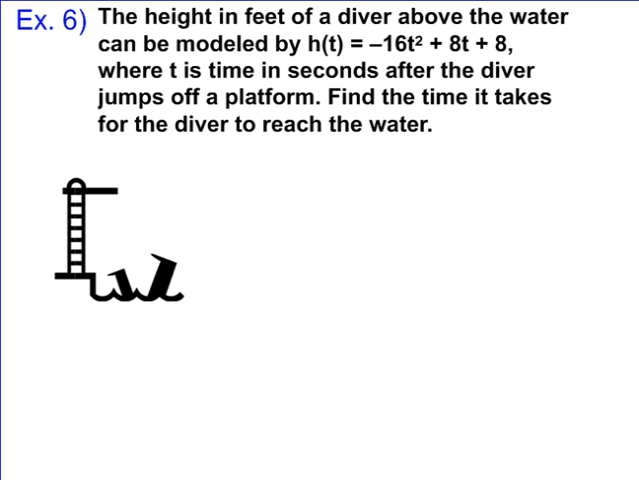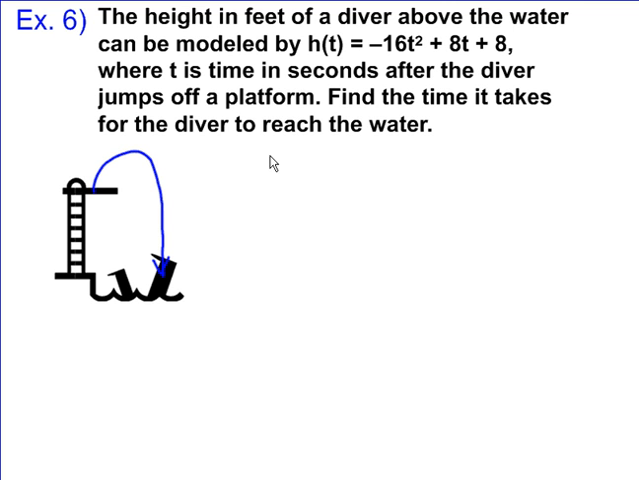It says the height in feet of a diver above the water can be modeled by h of t equals negative 16t squared plus 8t plus 8, where t is time in seconds after the diver jumps off a platform. Find the time it takes for the diver to reach the water. So what we're looking for is this diver. He's going to jump up and land in the water.